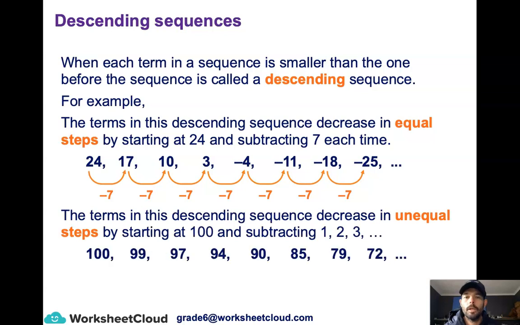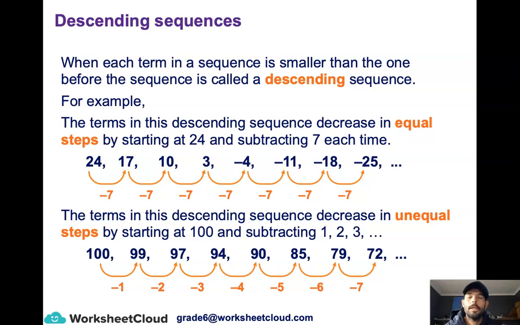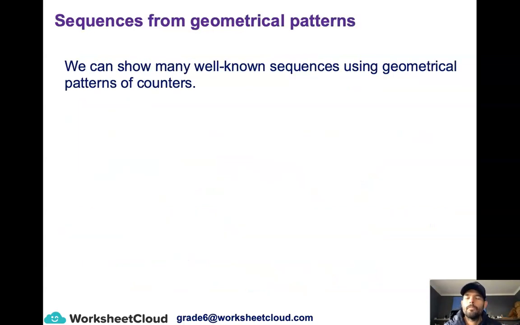And we also get descending sequences that decrease in unequal steps, okay? So here you can see first we decrease by 1, then we decrease by 2, then by 3, then by 4, and so on. What you need to recognize there is that you're decreasing by 1 more each time. So you would be able to continue that sequence by subtracting 8, then subtracting 9, then subtracting 10, and so on. Okay, we're going to just have a look at describing a few sequences.